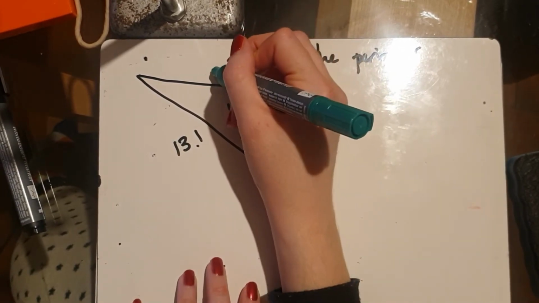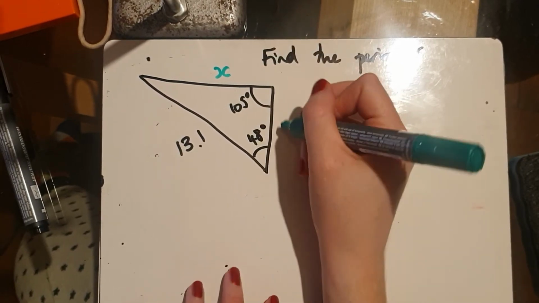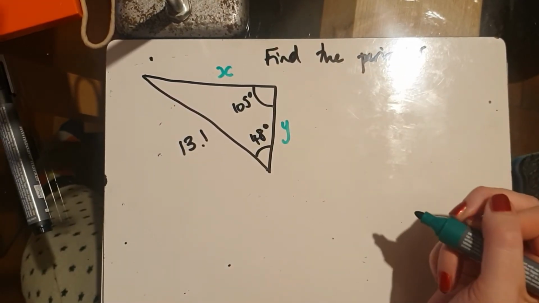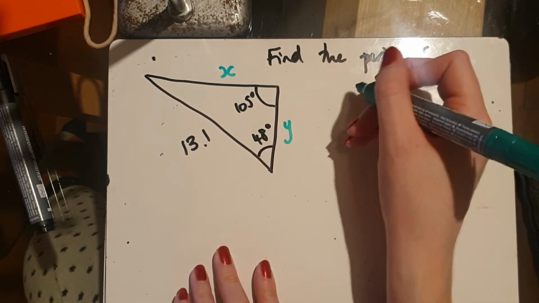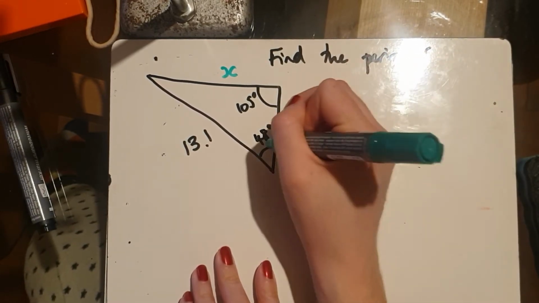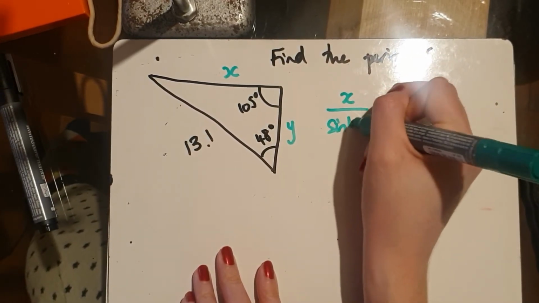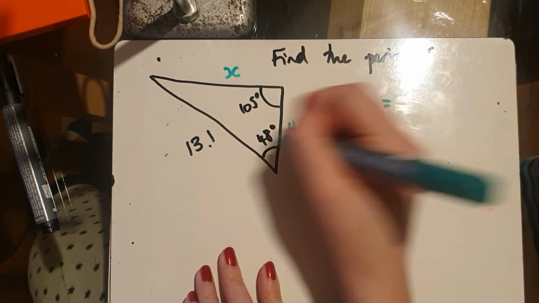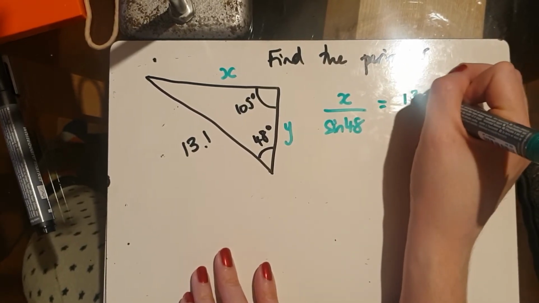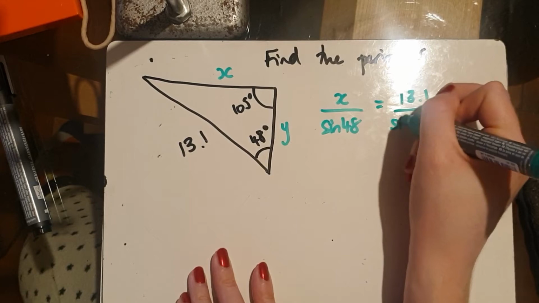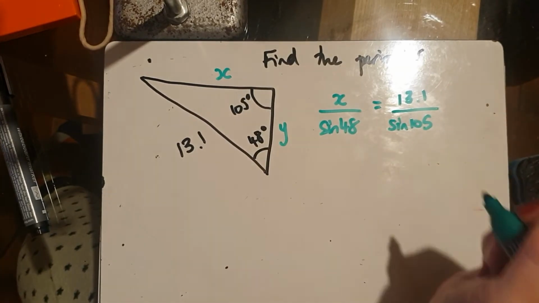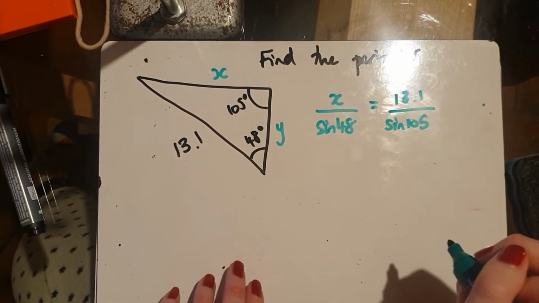We want to find this side, and we want to find this side. So for x, we know that x over sine 48 equals 13.1 over sine of 105. So that is just using the sine rule.